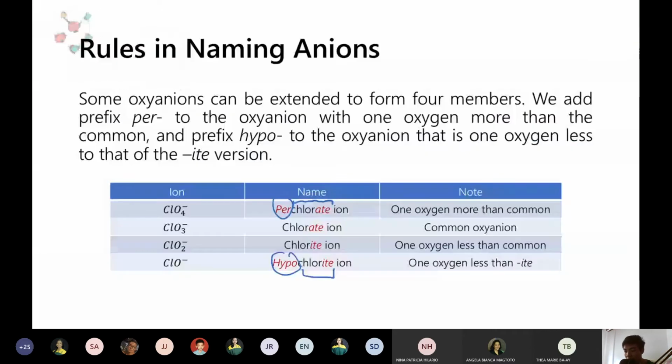Again, you can use the PowerPoint when taking the quiz, and you can use your periodic tables when looking up the names. But I want you to be familiar with the rules. The ite has one oxygen less than the ate. The hypo has one oxygen less than the ite. That's the sequence. The per has one oxygen more than the ate. So just keep that in mind.